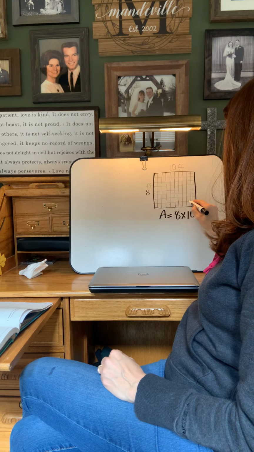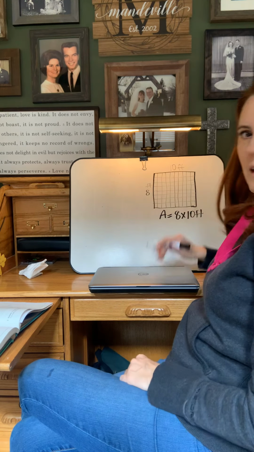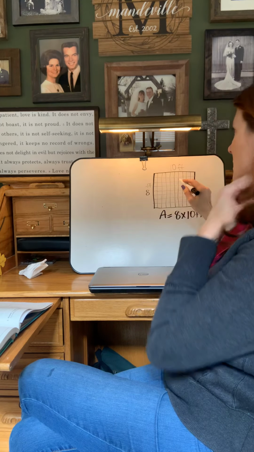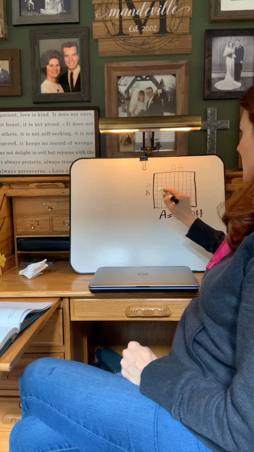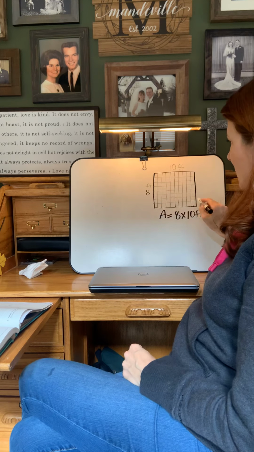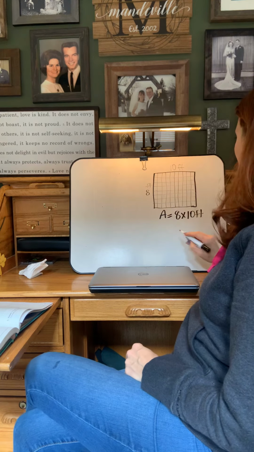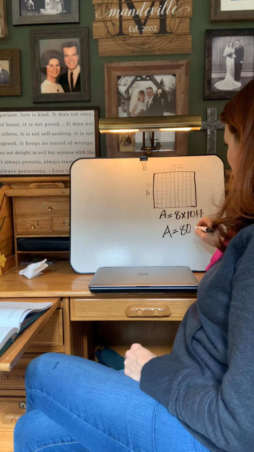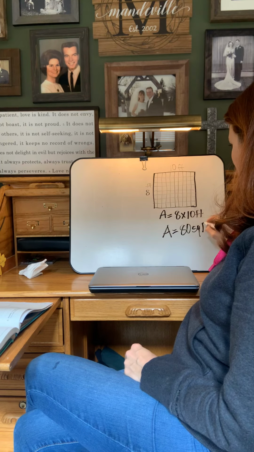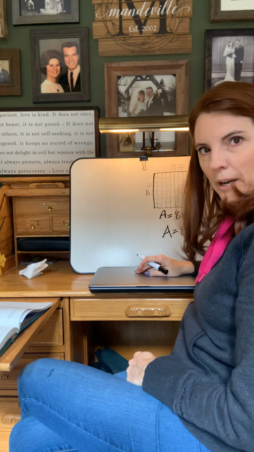Okay, so then these are 8 feet, and of course we wouldn't want to count that, so we would say 10, 1 time, 2 times, 3 times, 4 times, 5 times, 6 times, 7 times, 8 times, right? So we would say that the area is 80 square feet.